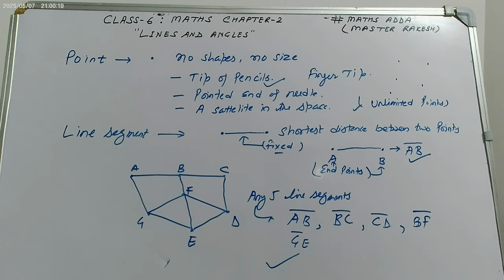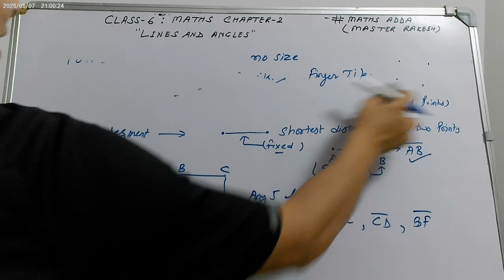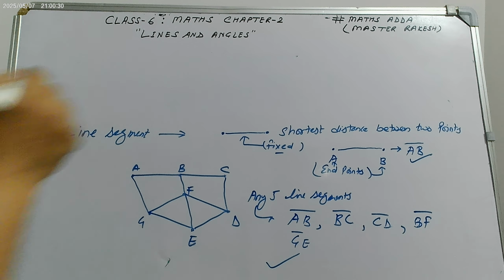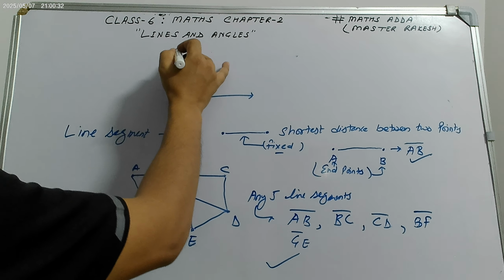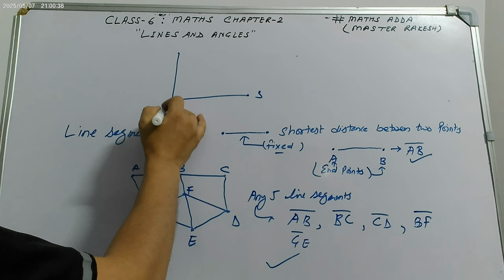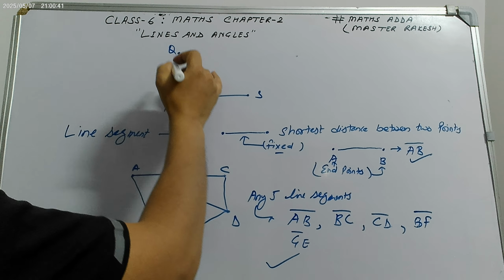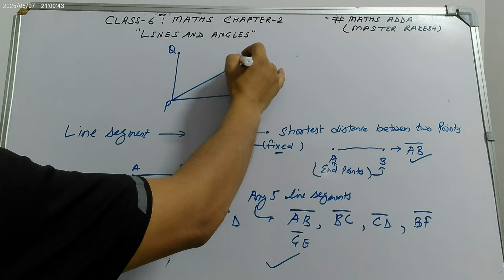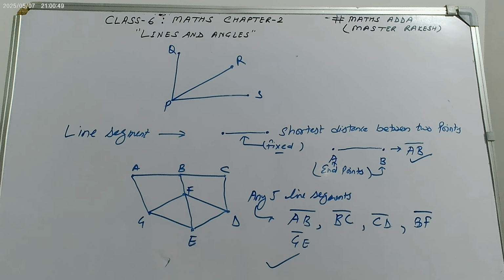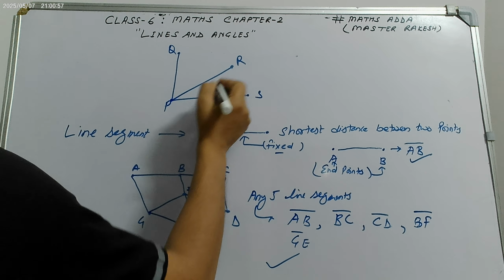If I ask you, so the point is clear, the line segment is clear to you, the point is clear to you. So if I ask you, this is P, this is Q, this is R. So P, Q, R, S, these are the points. So name the line segments in the given figure. Or if I ask you, is P the end point of each line segment?